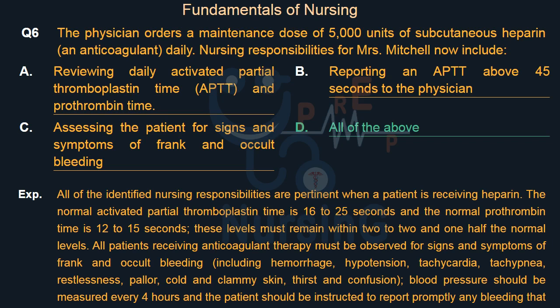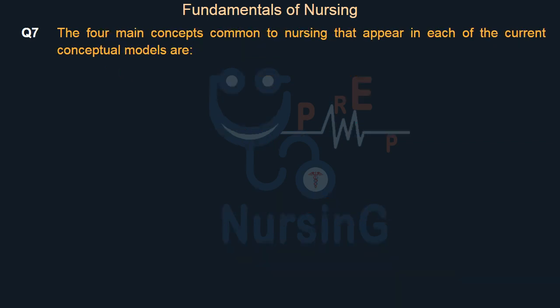All patients receiving anticoagulant therapy must be observed for signs and symptoms of frank and occult bleeding, including hemorrhage, hypotension, tachycardia, tachypnea, restlessness, pallor, cold and clammy skin, thirst and confusion. Blood pressure should be measured every 4 hours and the patient should be instructed to report promptly any bleeding that occurs with toothbrushing.